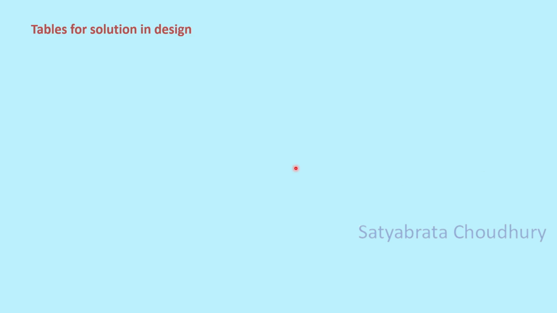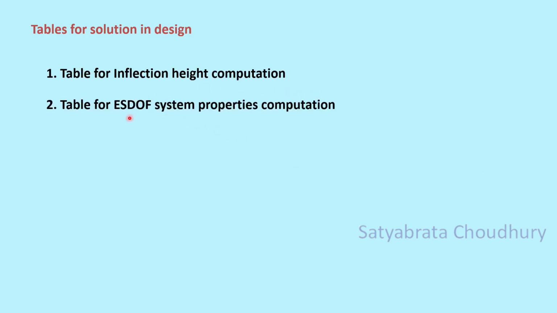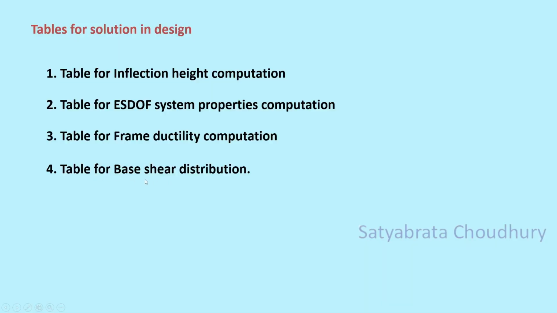Now you have to prepare certain tables for calculation. Those are: table for inflection height calculation, table for equivalent single degree of freedom system properties computation, table for frame ductility computation, and table for the base shear distribution. The base shear that we calculate is distributed. In between, of course, other calculations are there, like how we calculate base shear and other things. Those will be taken up. But these tables you require for computation. As the height of the building increases, the size of the table will increase, but the principle will remain the same, and it can be carried out in Excel sheets.